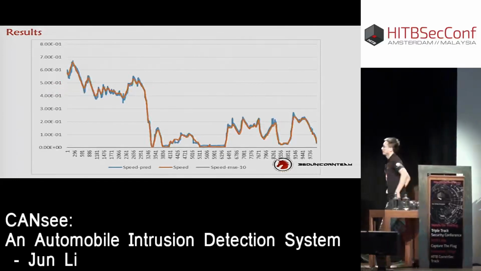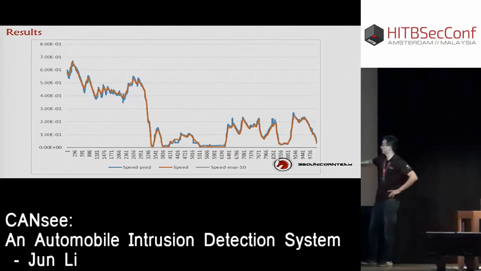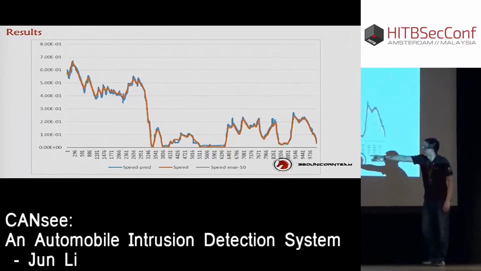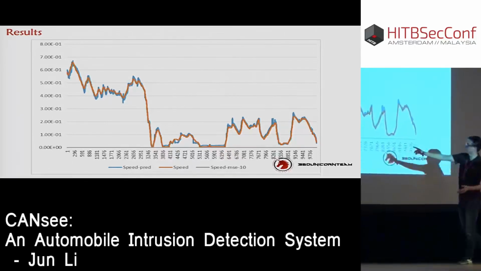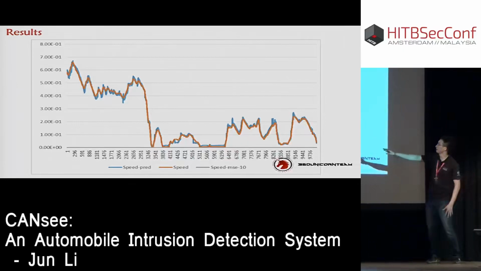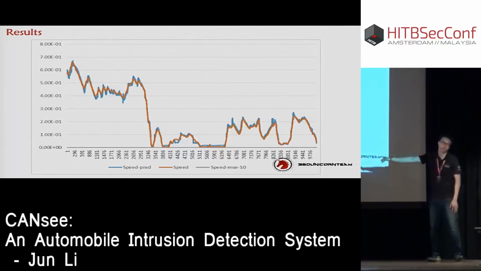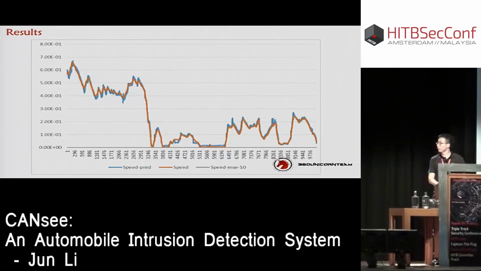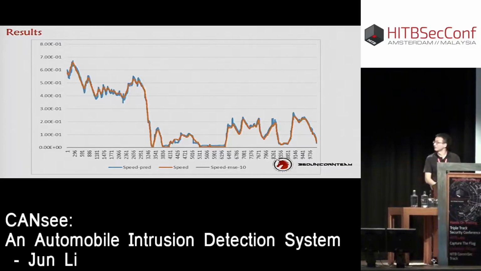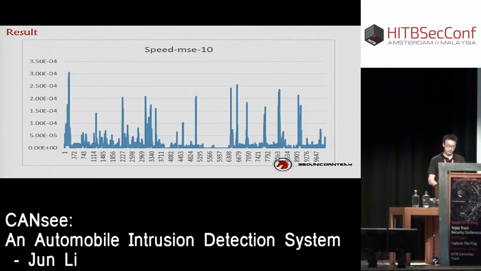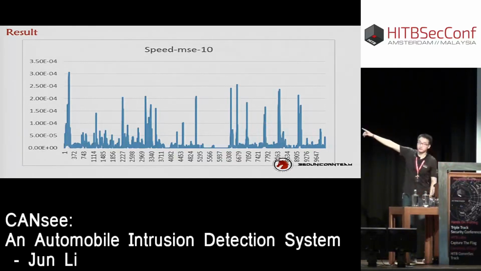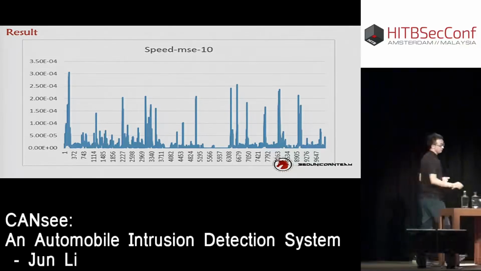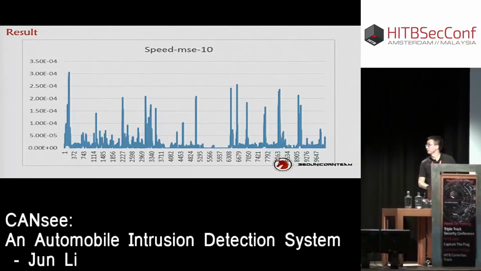So this is the result. We just take speed as an example to show you the result. The blue curve is the speed we predicted, and the pink one is the real value. You can see it is pretty good. And then this is the mean square error. I calculated the mean square error on 10 data points. And you can see it's pretty small.